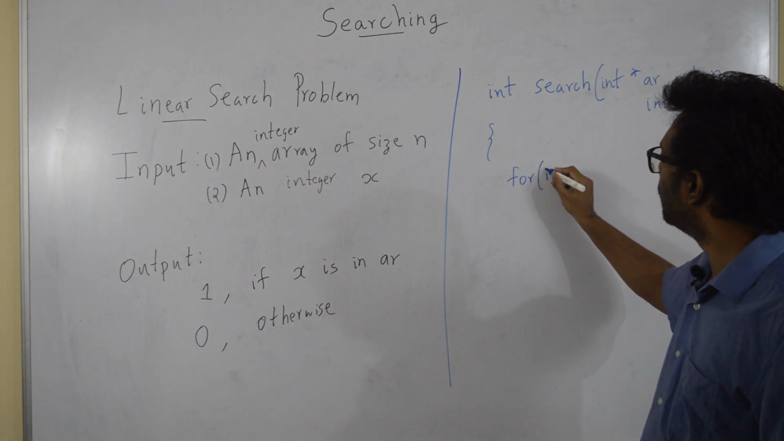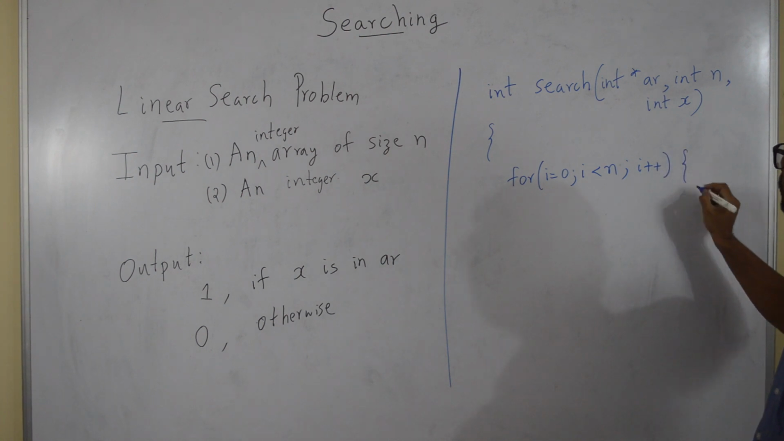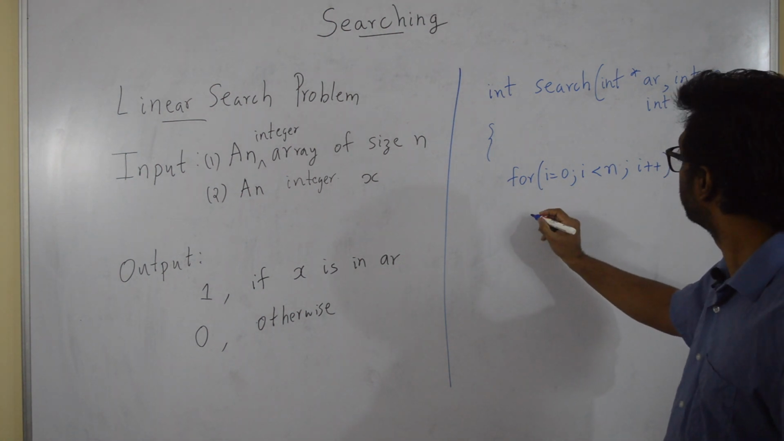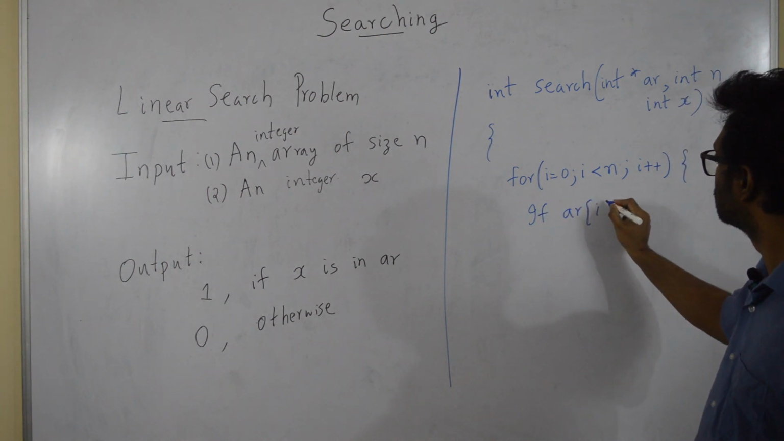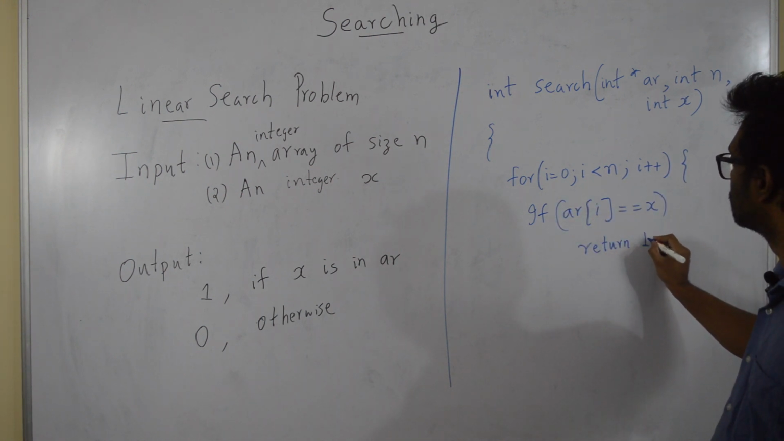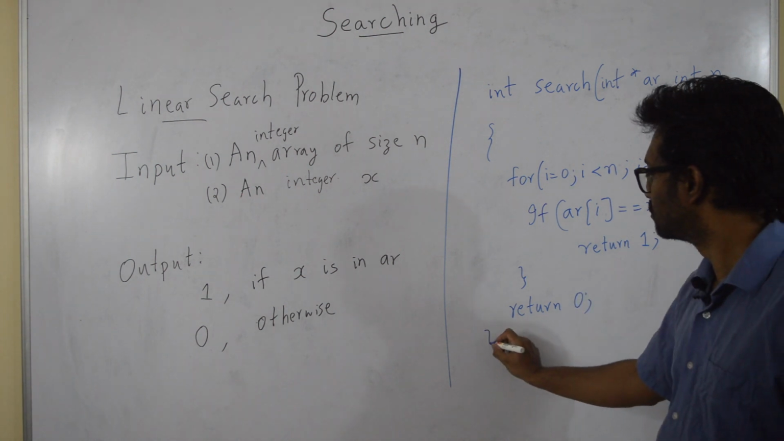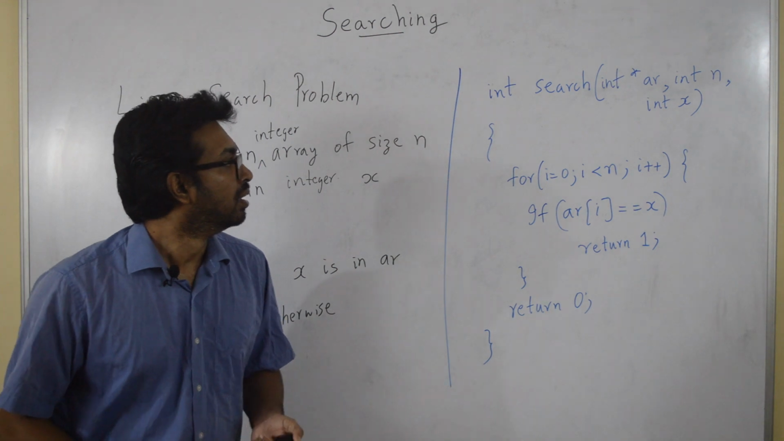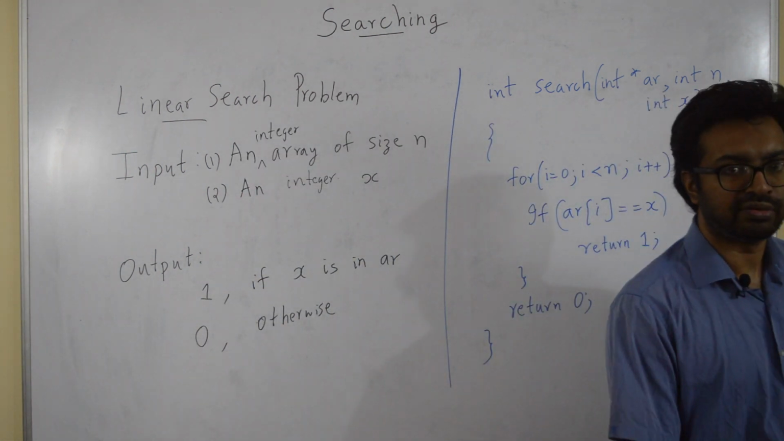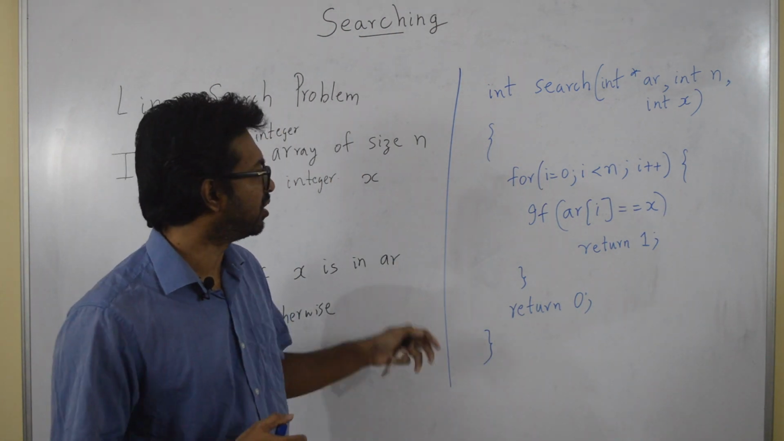I'm going to write a for loop with i equal to 0. Is this clear? What we did was go through the array elements and decide whether x is there in that array or not. This is clear. I think there's no need for further explanation.